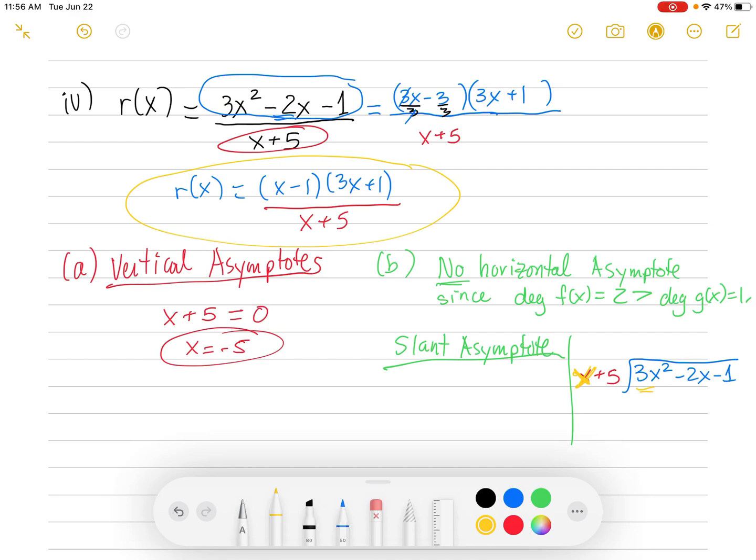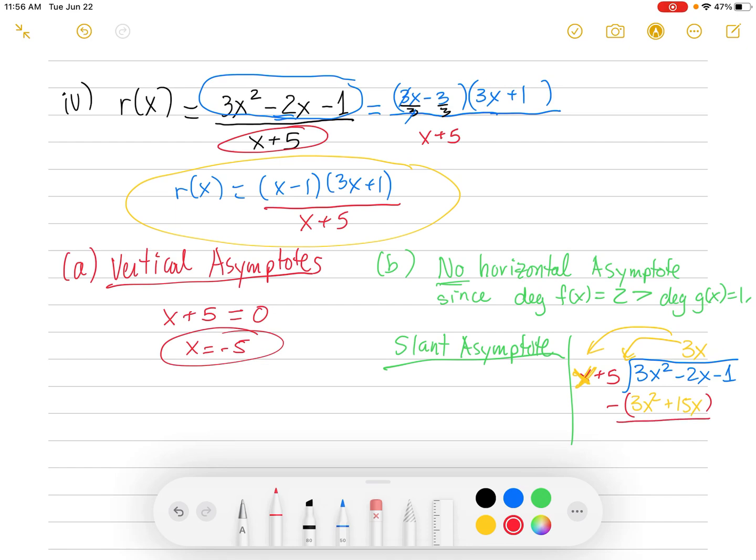My question is, what times that yellow x gives me this 3x squared? Well, the answer to that is 3x. So I'm going to put a 3x up above the top there in the x column. Okay, now I'm going to take 3x and multiply it by the x out front, the yellow x, I get 3x squared. I'm going to take 3x and multiply it by the 5 out front. That's going to give me 15x.